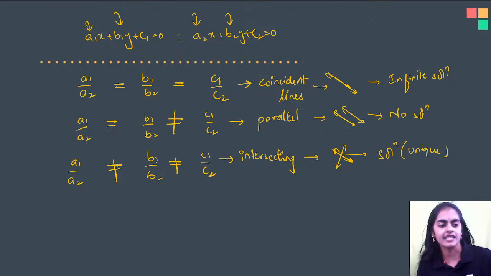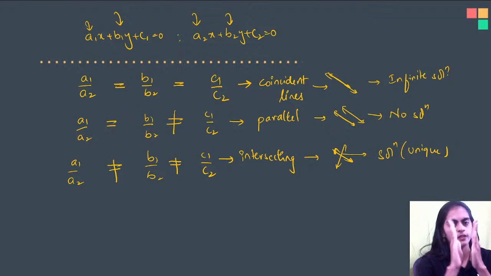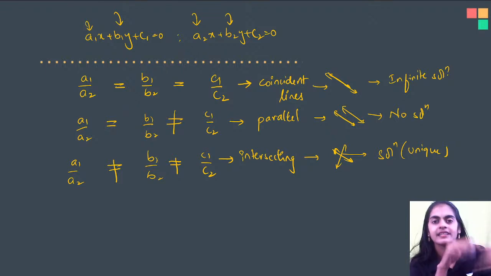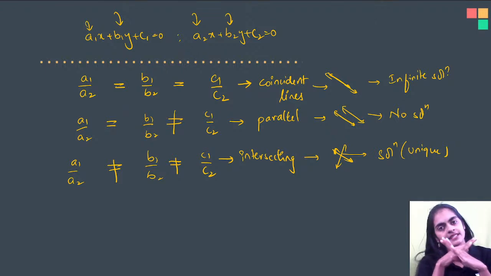So till here, is the class clear for everyone? Yes. So this is the trick. When all the ratios are the same, the lines are coincident. When only two ratios are the same, a1 by a2, b1 by b2, the lines are parallel. When none of the ratios are the same, the lines are intersecting. So I hope after this trick, you will never forget the conditions for solvability. You will always remember: all ratios same, coincident; only two ratios same, the lines are parallel; and if lines are intersecting, then the ratios are not equal, not equal, not equal. I hope this is clear to you.